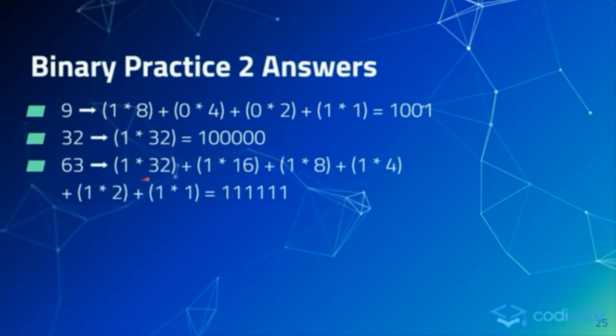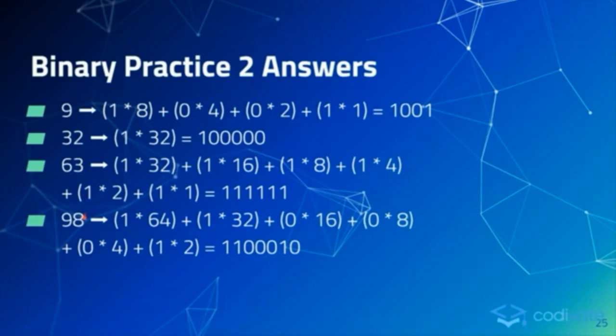63 is 1 times 32 plus 1 times 16. Every time we're subtracting the largest value. So here we subtract 32, and after we subtract 32, we get 31 in base 10. And now subtracting 16 from that, and so on, we will get the number 111111. If you go and check this, all of these numbers do add up to 63. 98. Using the same rules as shown before, we will get the binary value as 110010.